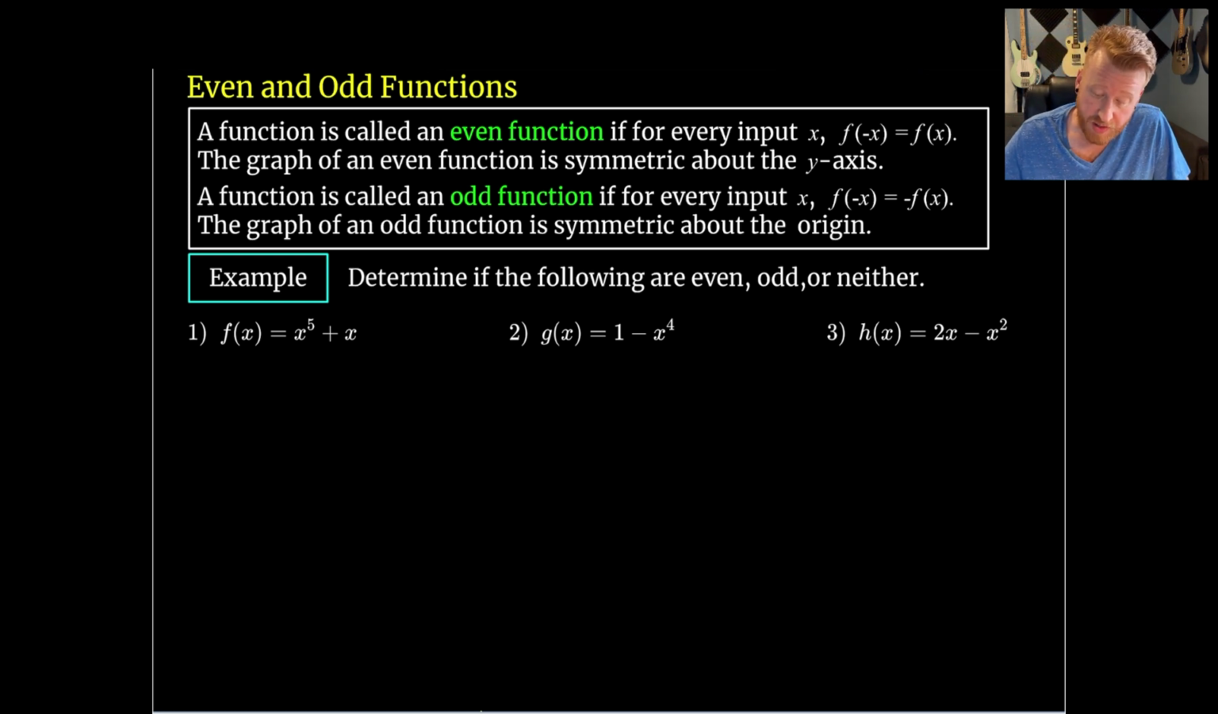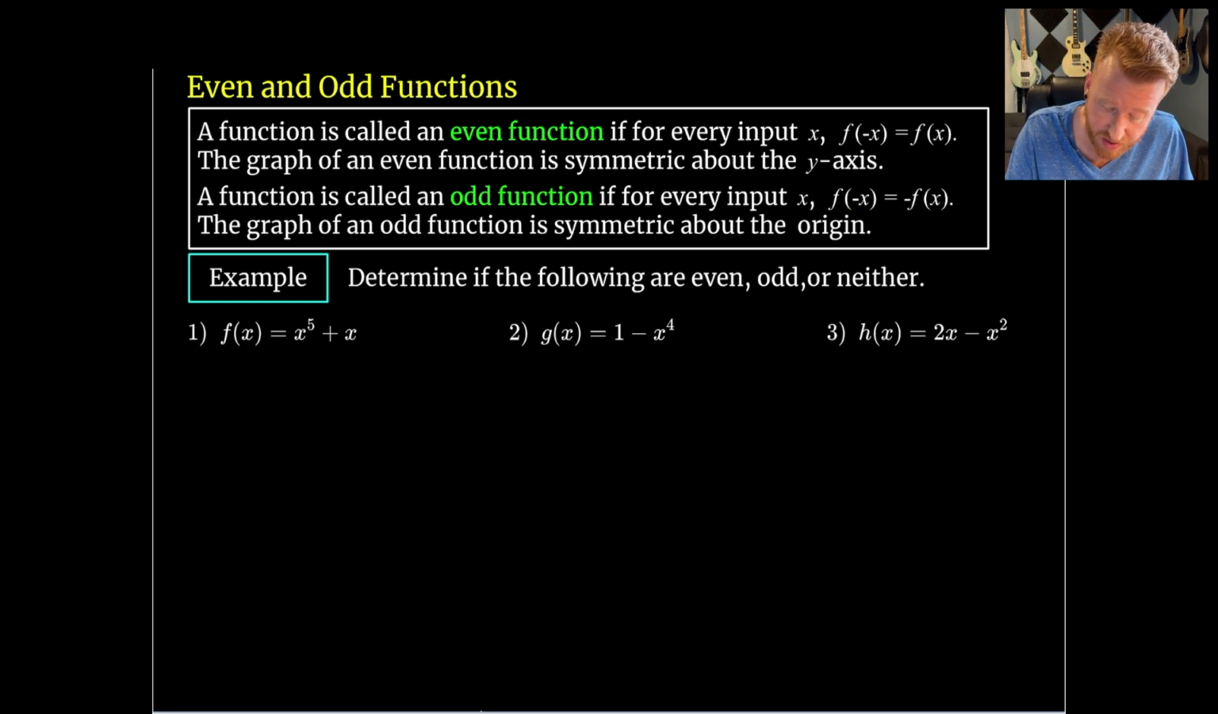And then we'll also look at odd functions, and this says something similar: for every input x, if I make the input negative, it will also make the output negative. The graph of an odd function is not symmetric about the x-axis. If it were, we wouldn't have a function. You can think about that. But it will be symmetric about the origin.